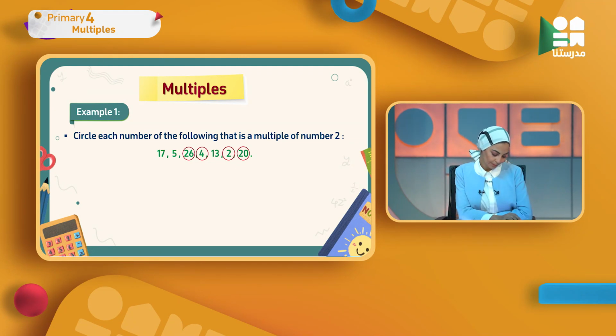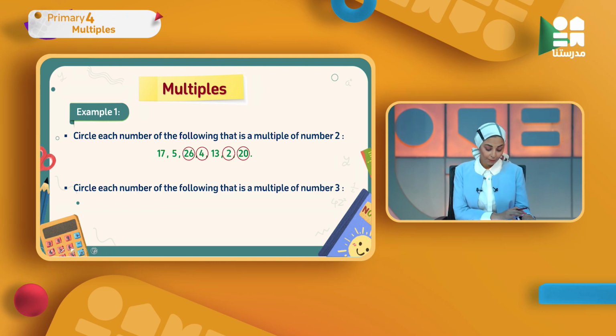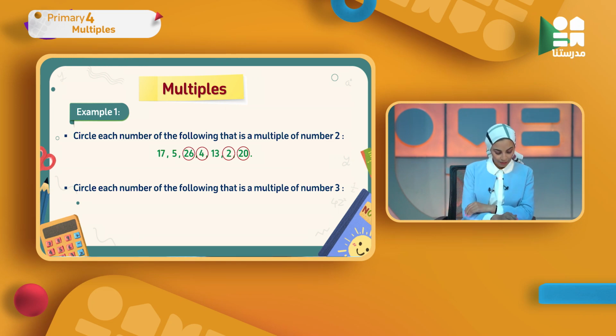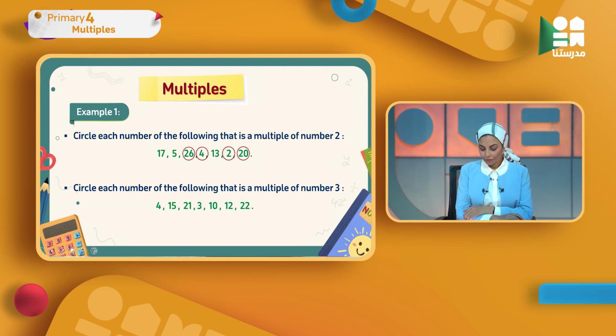Let's solve another example. Here he wants me to circle each number of the following that is a multiple of number 3. As I said before, a multiple of number 3 means a product from table 3. Let's see. Here I have 4, 15, 21, 3, 10, 12, and 22. Let's see each number. Is it a multiple of number 3 or not? Okay, number 4. Is number 4 a multiple of 3? Of course not. Why? 4 is not found in table 3.